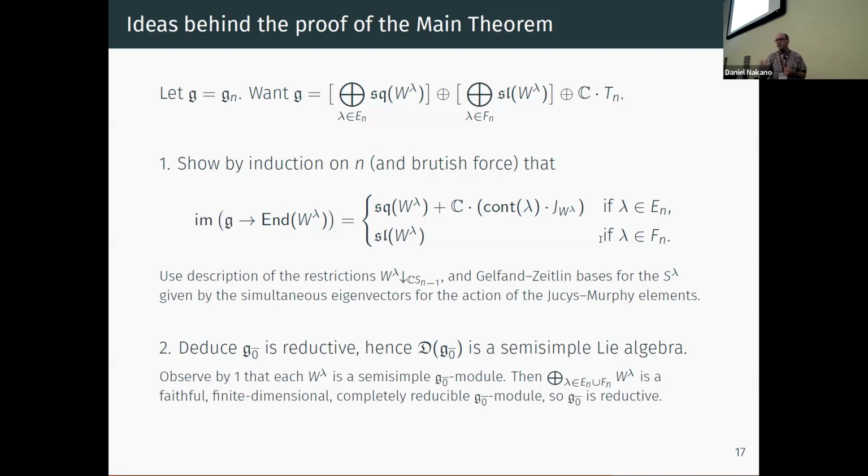And it's using the inductive description of the restrictions and some eigenvector bases coming from simultaneous action of Jucys-Murphy elements. And then retroactively, we can deduce that the even part of our Lie algebra is reductive, and hence the derived subalgebra of the even part is semi-simple. Because after we compute the image of our G inside each of these endomorphism rings, we can see that these W lambdas are all semi-simple over that image. And so the direct sum of these modules becomes a faithful finite dimensional, completely reducible module, and hence G0 is reductive.